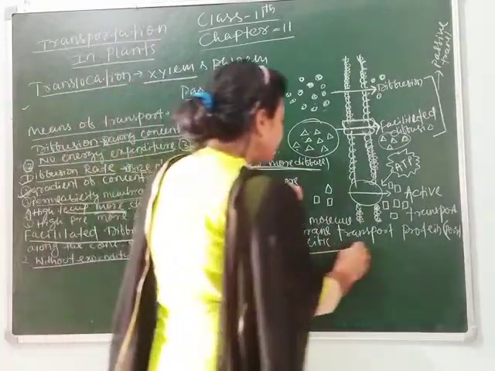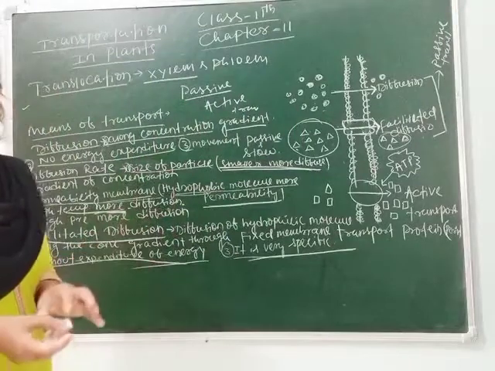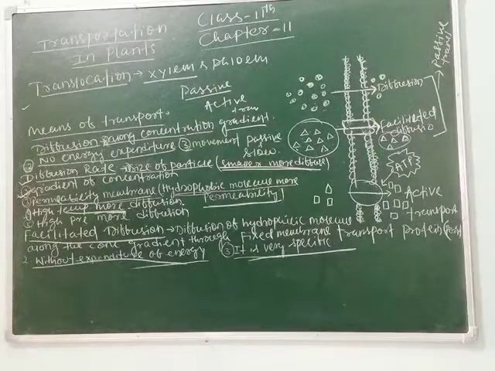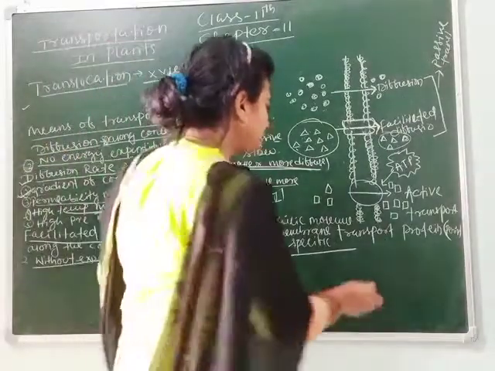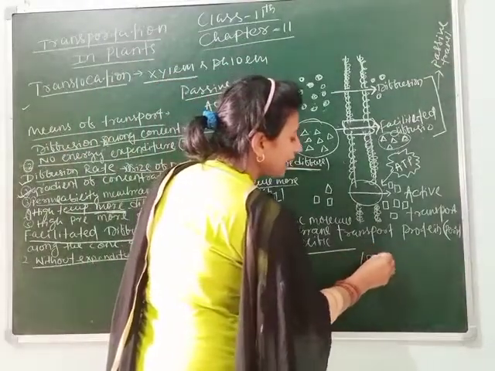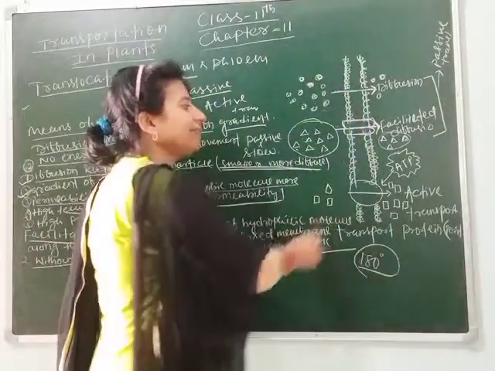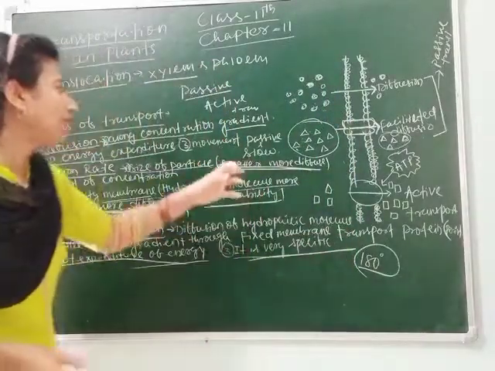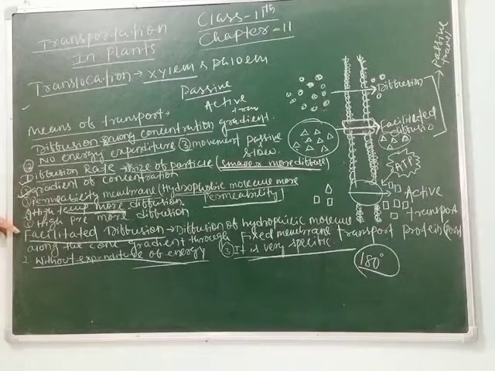It is very specific, which means it is not like simple diffusion. It can transport in one direction, or whatever is needed by the cell membrane. That's why we can say it is very specific. Clear, students? Then how does it occur? Let's see. The proteins can move in 180 degrees, which means they can move along the membrane and can take the specific molecules inside the cell. Clear?